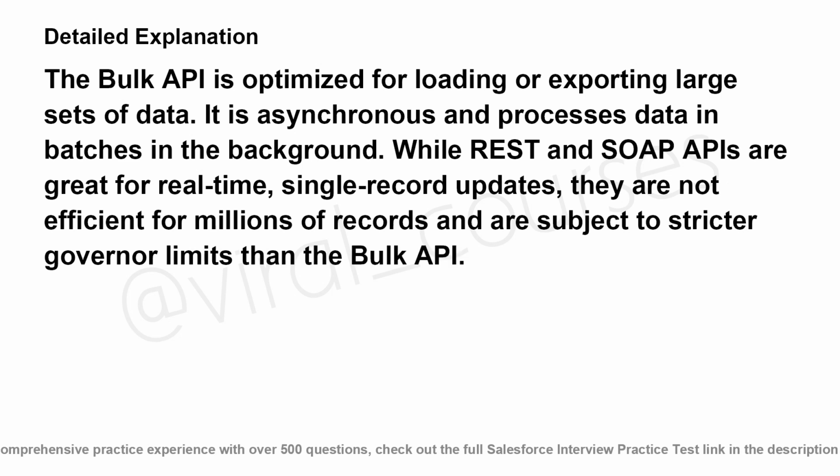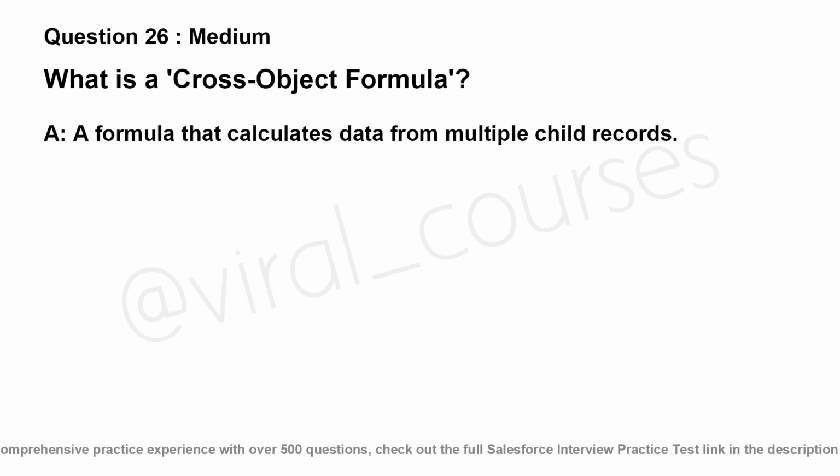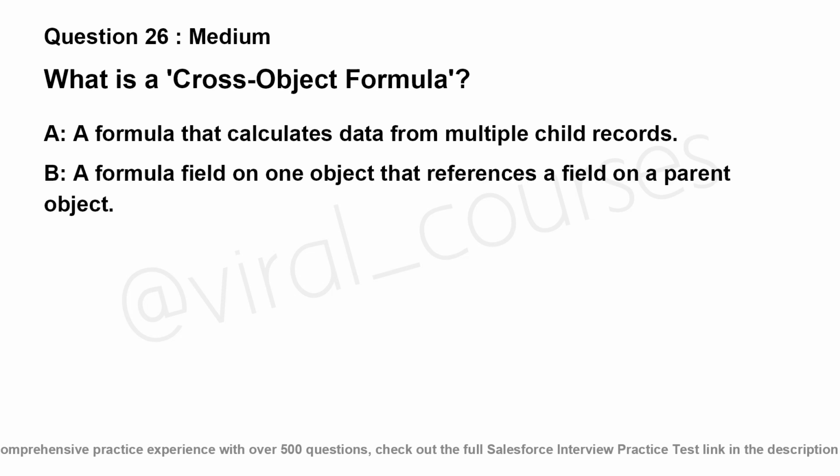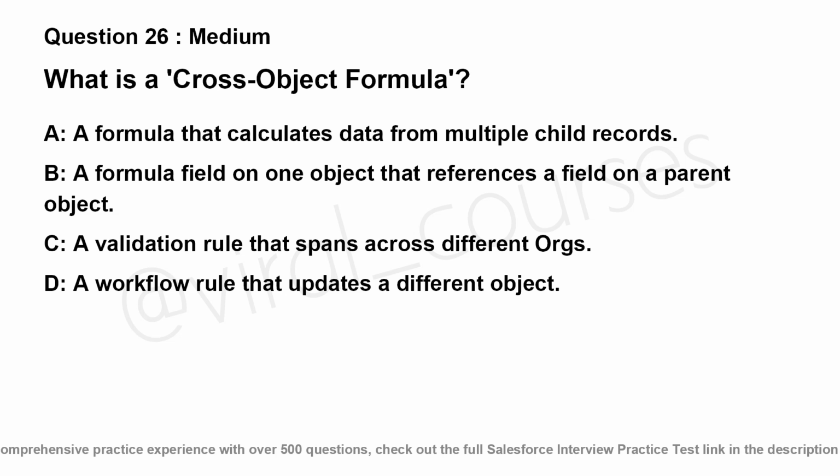What is a cross-object formula? Option A, a formula that calculates data from multiple child records. Option B, a formula field on one object that references a field on a parent object. Option C, a validation rule that spans across different orgs. Option D, a workflow rule that updates a different object.